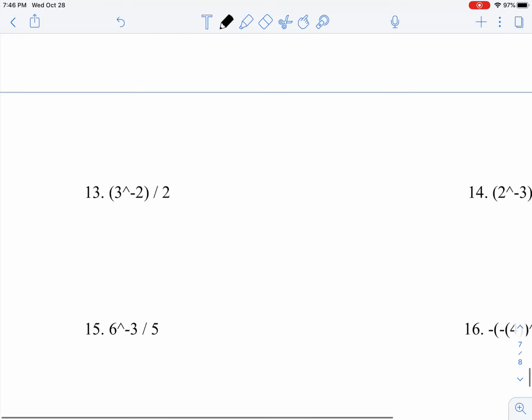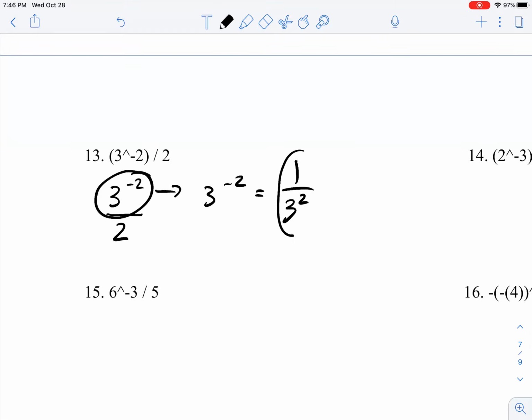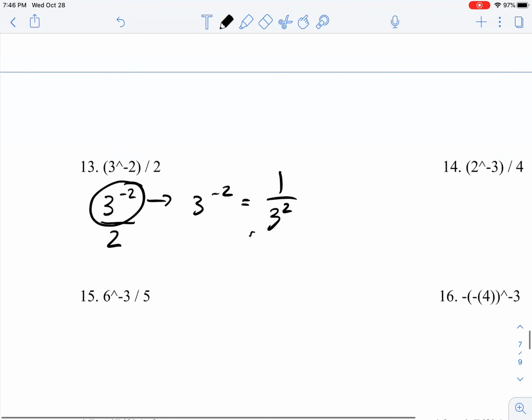Moving on. Now you see here, you have 3 to the negative second power divided by 2. Let's start with this part. 3 to the negative 2. What's the reciprocal of 3 squared? Well, we know that it's just 1 over 3 squared. Now, we're dividing this entire thing by 2. So what we do is we divide the entire thing by 2.